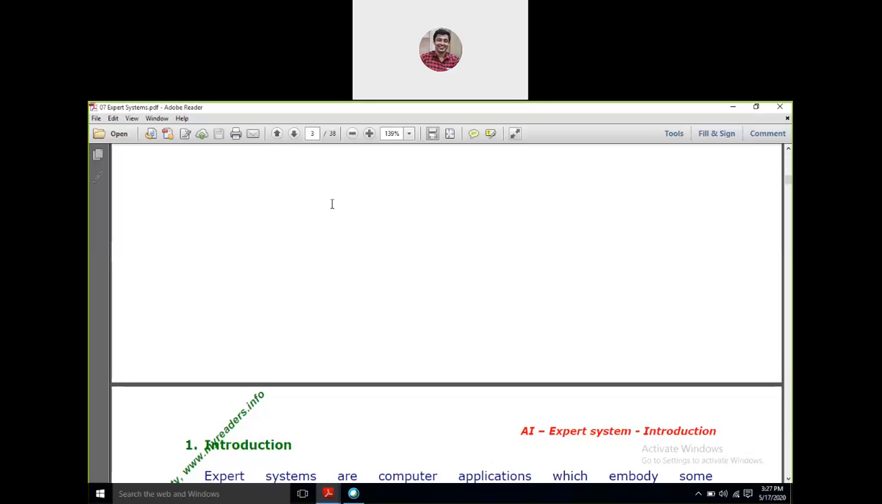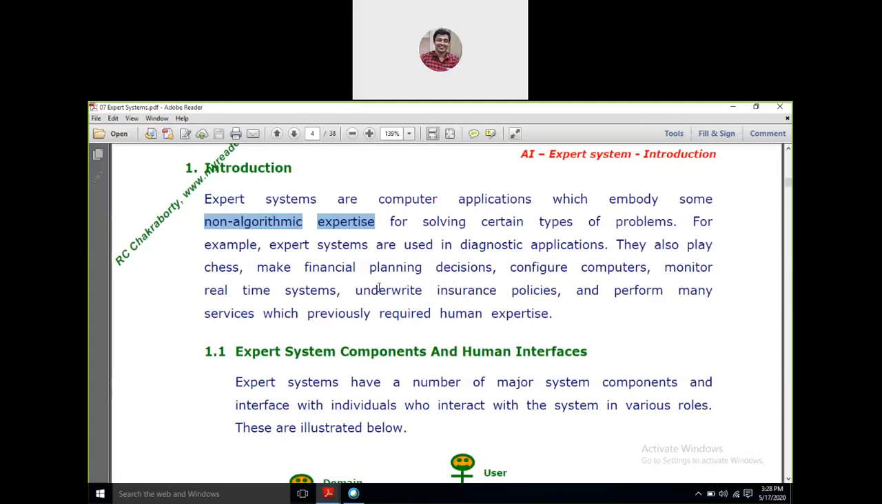Now, the expert systems are computer applications which embody some of the non-algorithmic expertise. Why are they called non-algorithmic expertise? Now here it is totally rule-based, right? They are totally rule-based, but at times you can have a certain amount of quantification to the rules, right? We provide a certain amount of quantification to the rules. We'll be talking about it gradually.